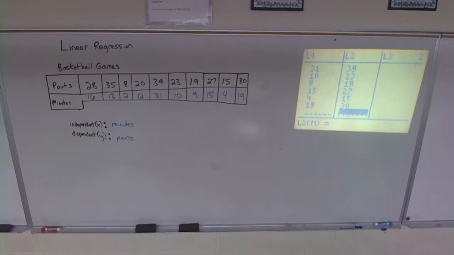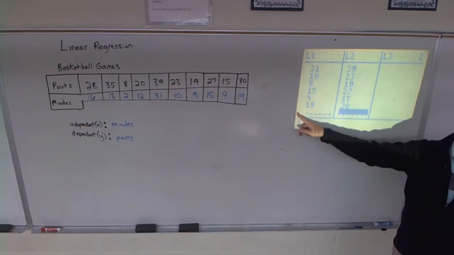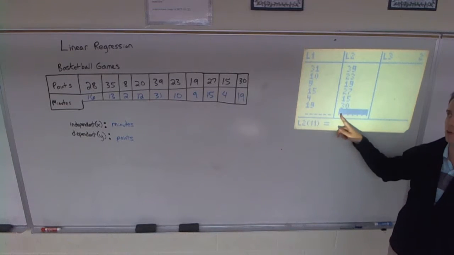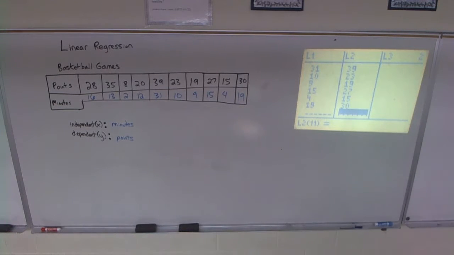Now your list dimensions should be matched up. So if one of these was mismatched, your calculator can't do anything. It'll throw an error. So you got to make sure you have the right number. If not, go back and check. Double check it. Make sure you've got all your data in there correctly. And then, make sure your plot is on. You need to turn your scatter plot on.